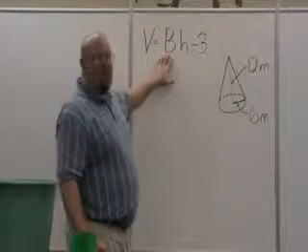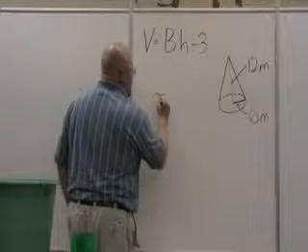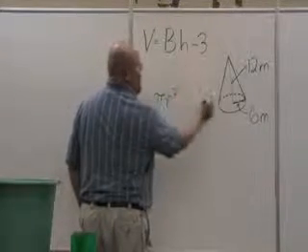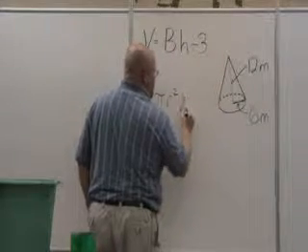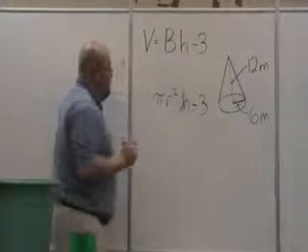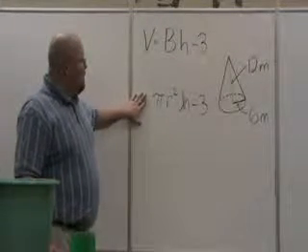So when I'm doing this, I have to find this base area. Base area of a circle would be pi r squared. Then I'm going to multiply it by the height, and then I have to divide by 3. So this is going to be our equation that will find the volume of a cone.